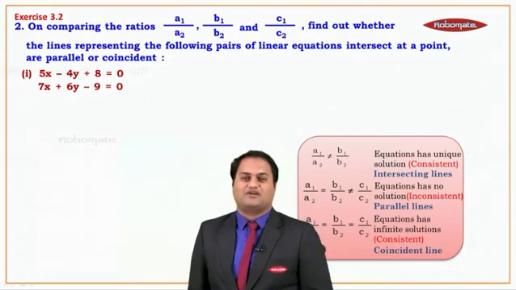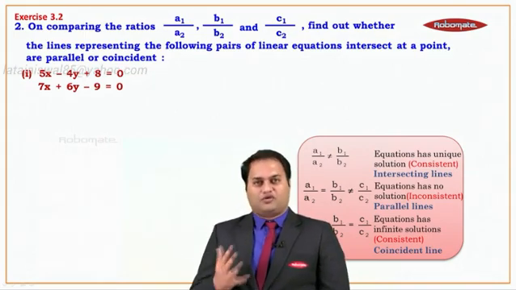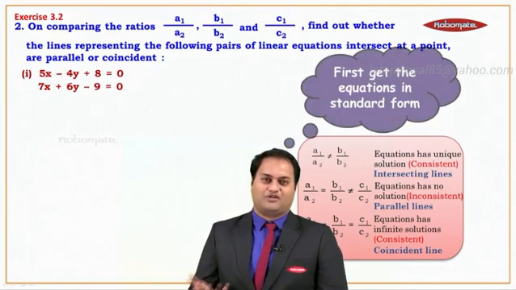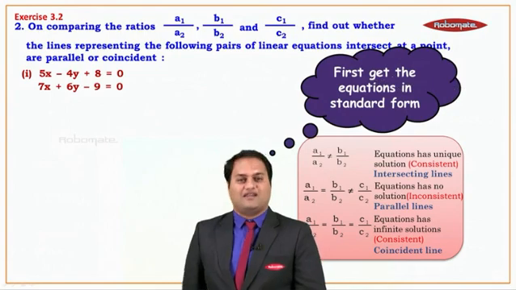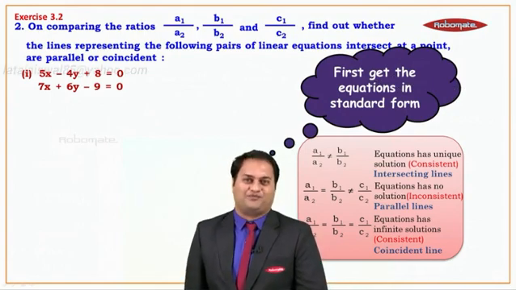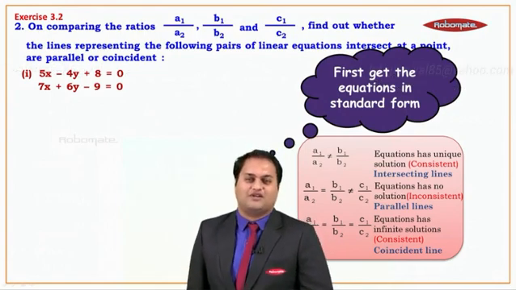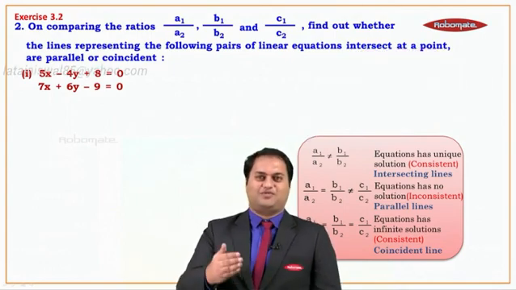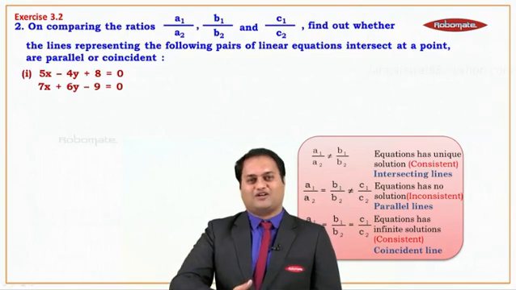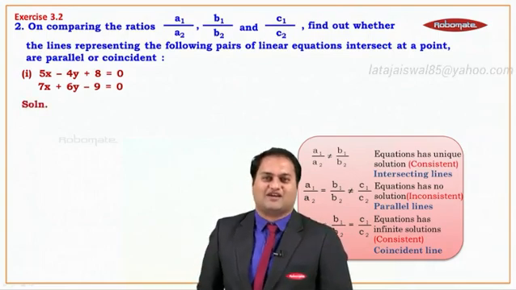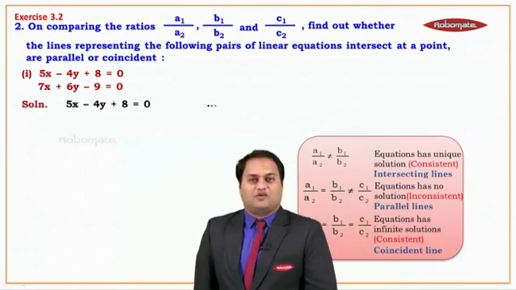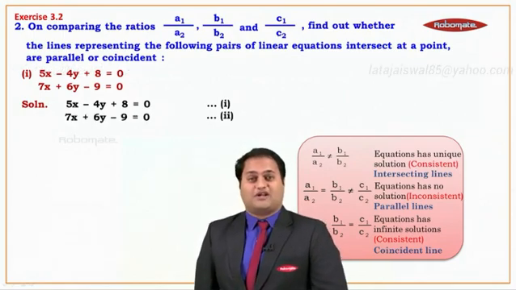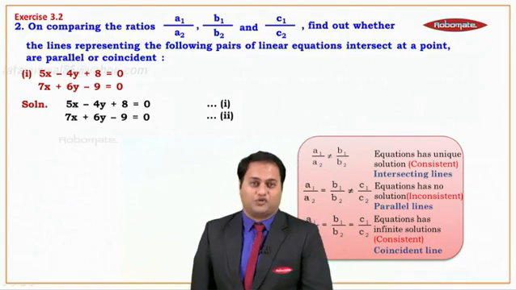Let's start. The two equations are given. How do we proceed? To find the ratios, first we'll have to find A1, B1, C1, A2, B2, C2. And for this, the first thing we'll have to do is get the equations in the standard form. Look at the first equation. Is that equation already in the standard form? Yes. Ax plus by plus c is equal to 0. All the terms on one side and 0 on the other side. So this equation is already in the standard form, equation number 1. The second equation is also in the standard form, number it as equation number 2.